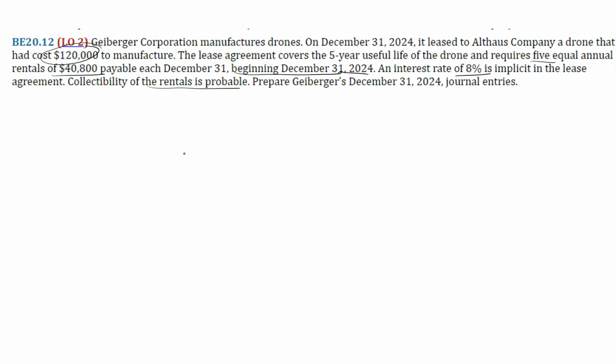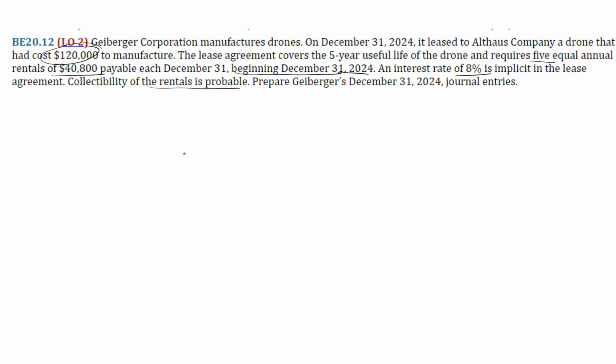This one is very straightforward. There is no residual value issue, no bargain renewal options or bargain purchase options. So on the very first day, of course, the lessor will record it as a sale of that asset. So they will record the lease receivables and sales revenue. Since they are recording it as the sale of an asset, they will also record the cost of goods sold, and that's why the drone's cost is given here. And of course they are receiving the first payment, so the first payment receipt will also be recorded. So now what we need to do is calculate the lease receivable amount.